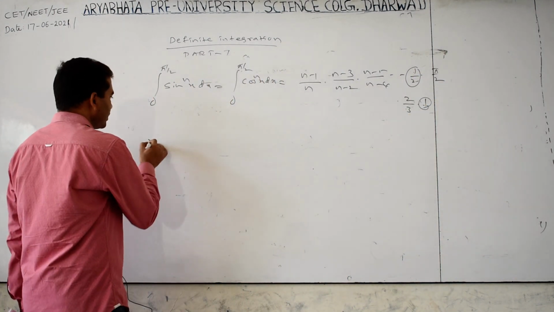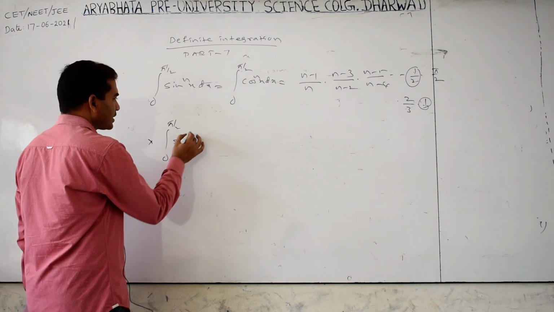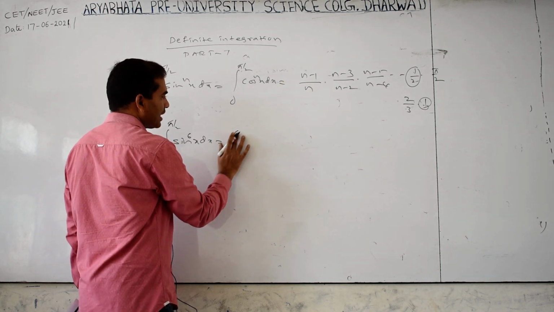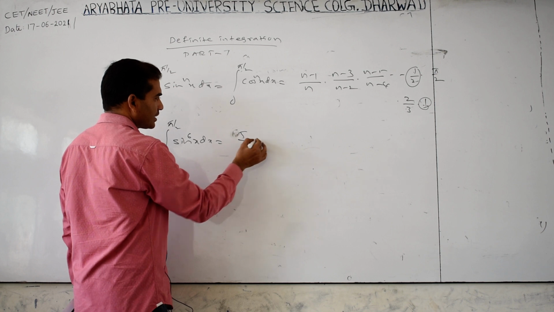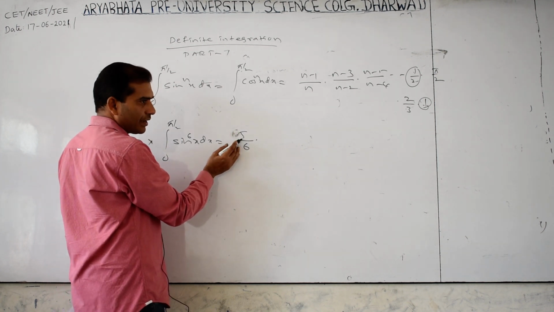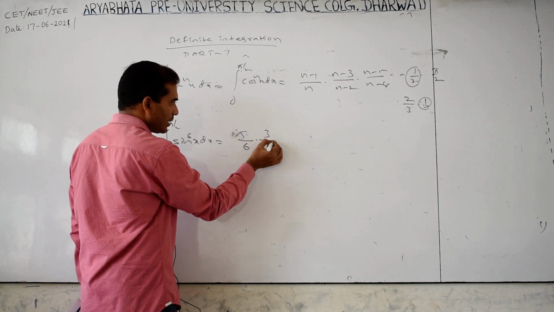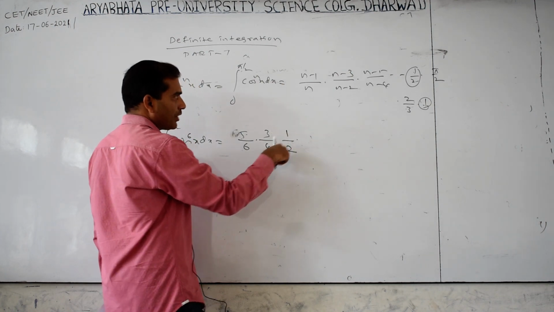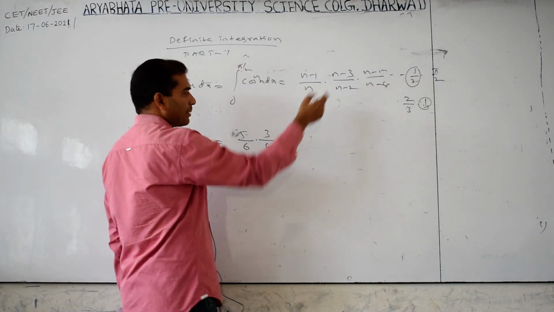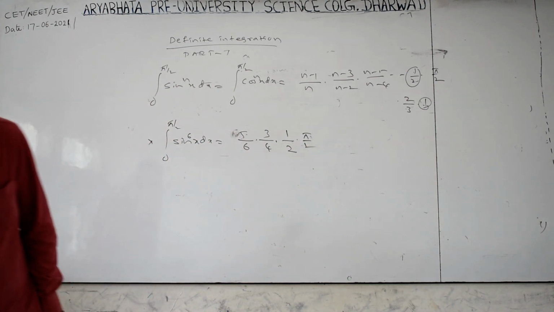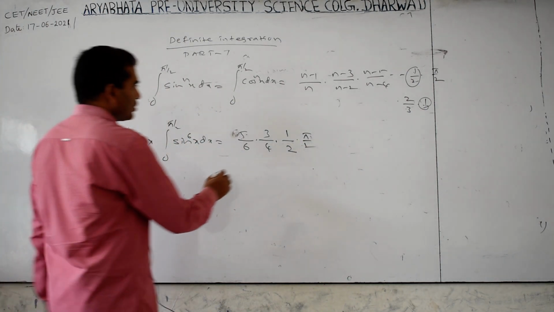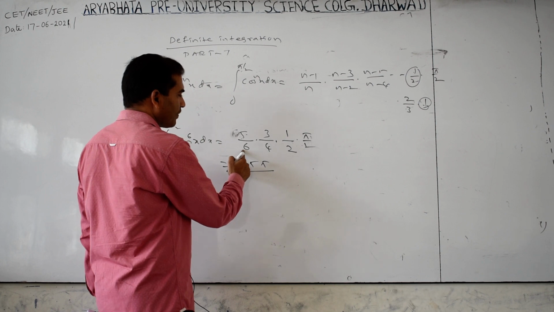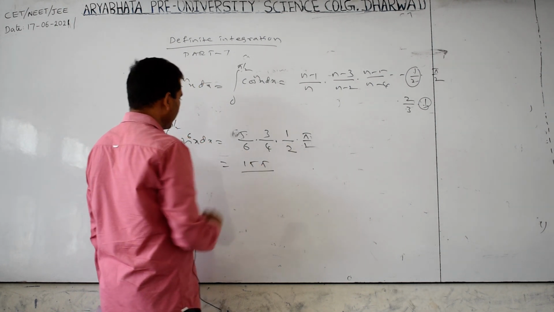For example, 0 to pi by 2 sine power 6x dx. n is 6. 6 minus 1 is 5, so 5 by 6. After that, decrease by 2 in numerator and denominator: 5 minus 2 is 3, 6 minus 2 is 4. 3 minus 2 is 1, 4 minus 2 is 2. After getting 1 by 2, stop and multiply by pi by 2. This is the answer: 5 by 6 into 3 by 4 into 1 by 2 into pi by 2, that is 15 pi by 96, which is 5 pi by 32.